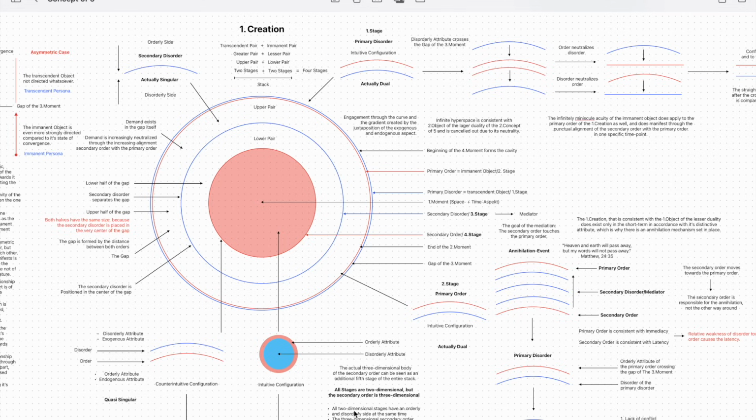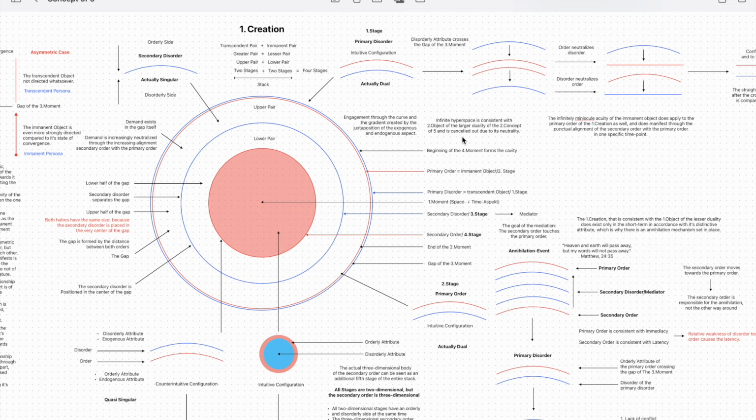As you can see here, the first stage, described as primary disorder, is spheric shaped and does form a cavity within the hyperspace that does exist outside the confines of the first creation. The hyperspace is infinite and consistent with the second object of the larger duality of the second concept of 5, and is cancelled out due to its neutrality, in the very same manner in which the second object of the larger duality, under consideration of the second concept of 5, is being cancelled as well.